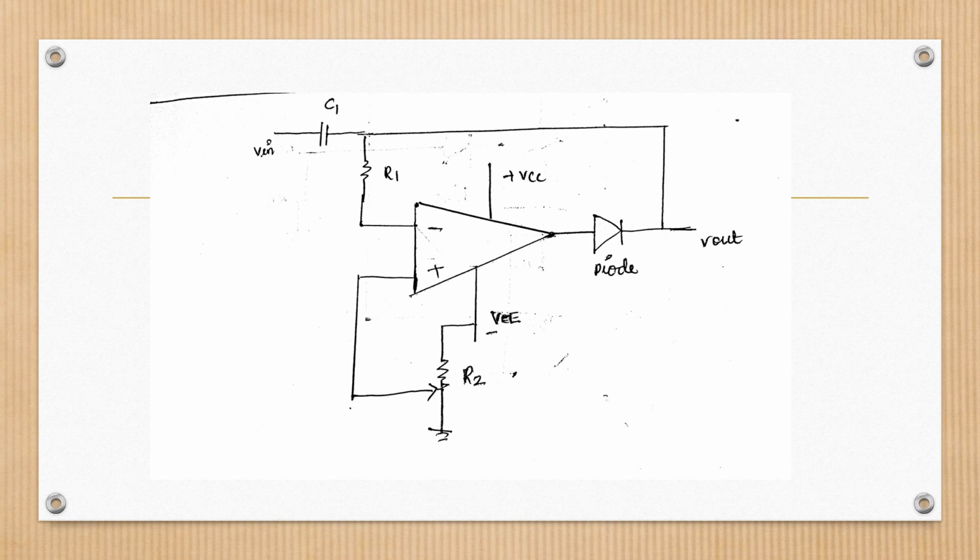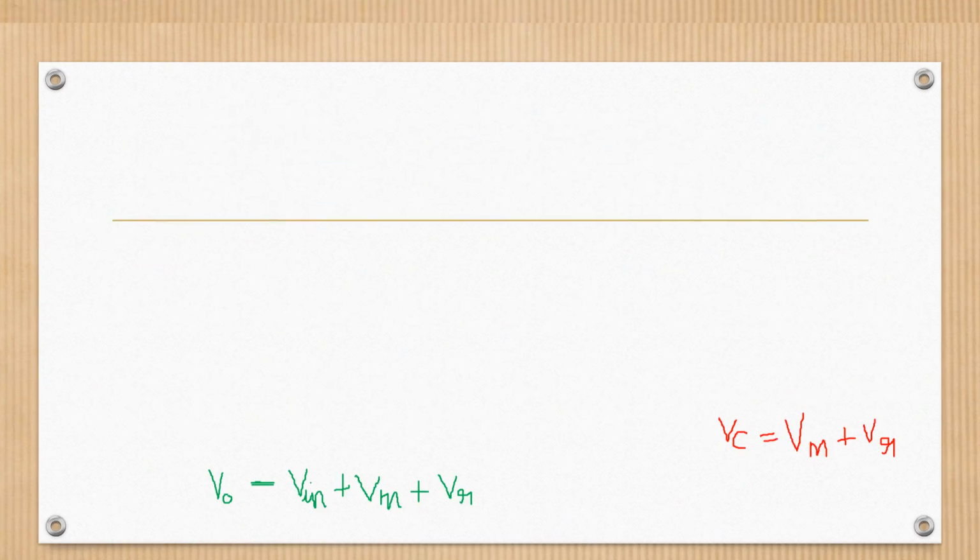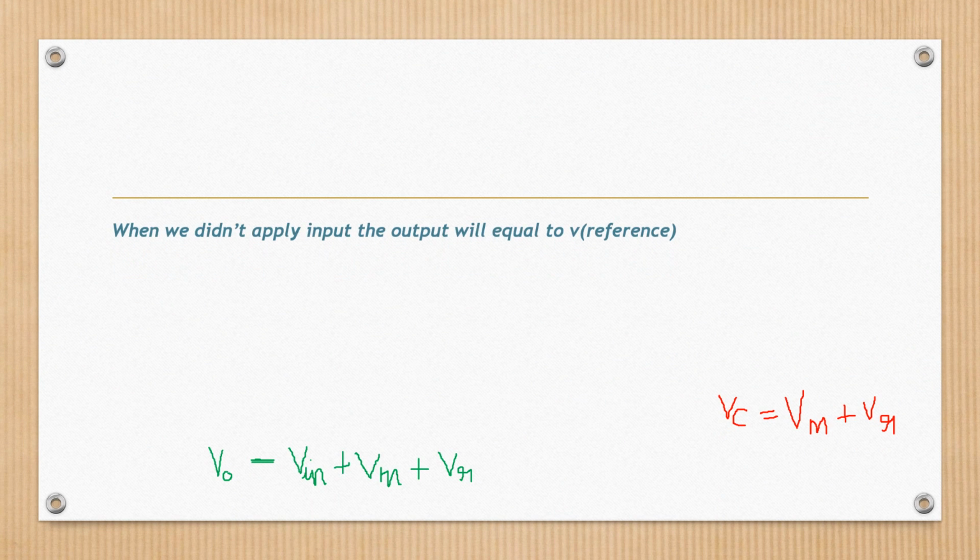When we connect the diode to the operational amplifier, the diode is called a super diode. Here I apply my input to the inverting terminal and I apply my reference voltage to the non-inverting terminal. I am getting the output as Vout. When we don't apply any input to the circuit, the output will be equal to V reference.